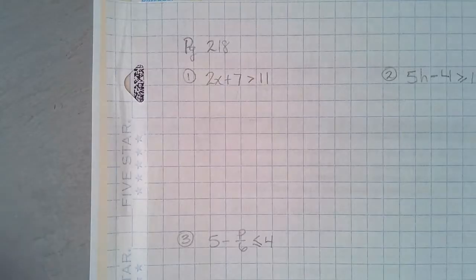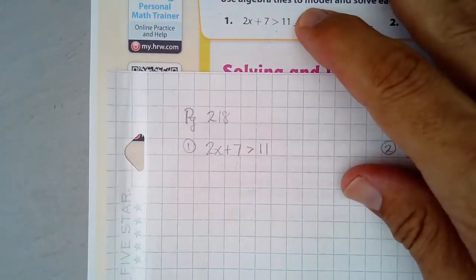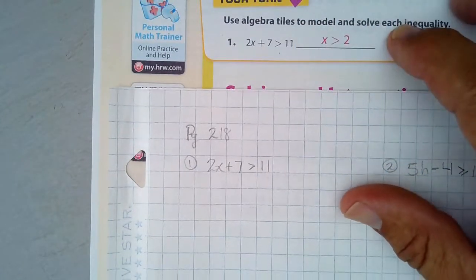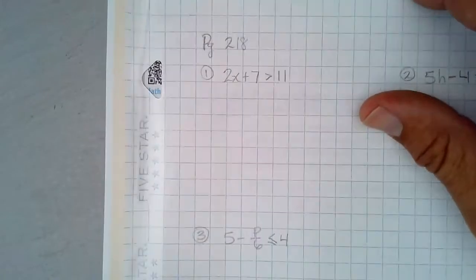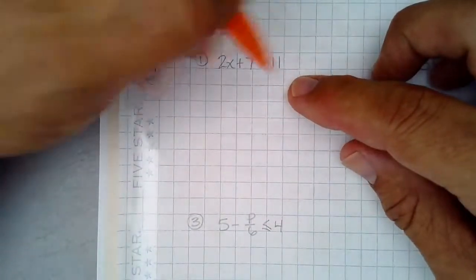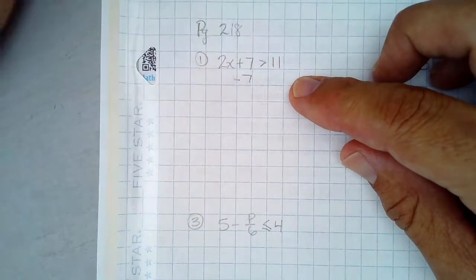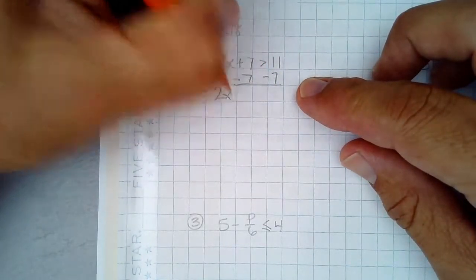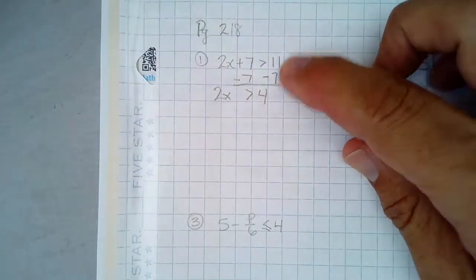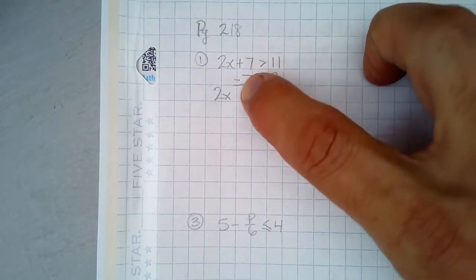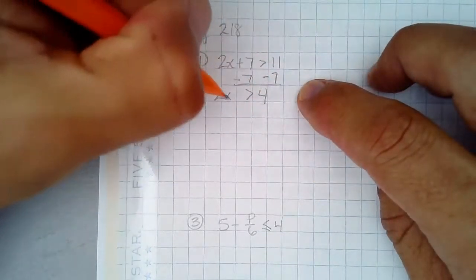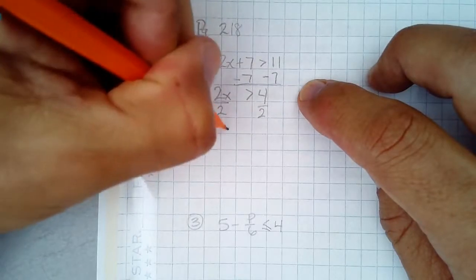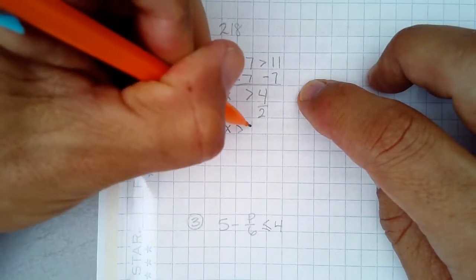All right. And so I have this right here, 2x plus 7 is greater than 11. And they say use algebra tiles, but I'm not going to use algebra tiles. I'm just going to solve it as we normally would algebraically. Since this is adding 7, I would do the opposite, and I would subtract 7 from both sides. And I have 2x is greater than 4, because 11 minus 7 is 4, and 7 minus 7, well, that ends up being 0. Do the inverse of multiplying by 2, that's dividing by 2. These would cancel, and x is greater than 2.